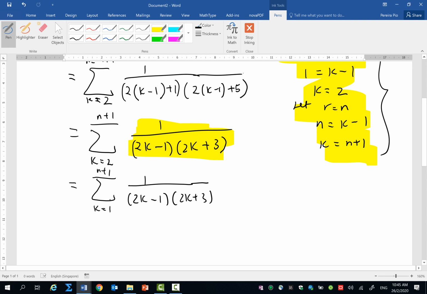Now, you notice, what's the difference between these two summations? The difference is I've actually added the first term. So because I added the first term, what must I do? Yeah, I need to subtract. Or you can apply the formula also, but let me just do it naively.